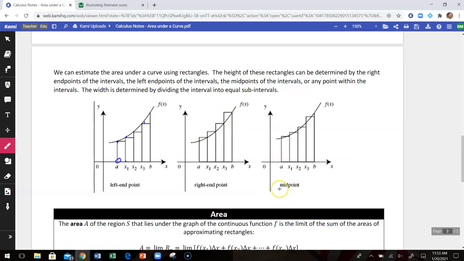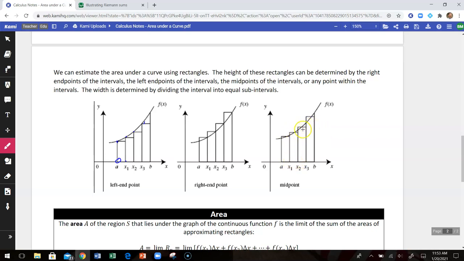So we could also use midpoints. The idea here is, for this rectangle that goes from A to x1, I take the x value that's right in the middle of those, and I go to the function at that x value, and that determines the height. Then go halfway in between x1 and x2, and that determines the height.